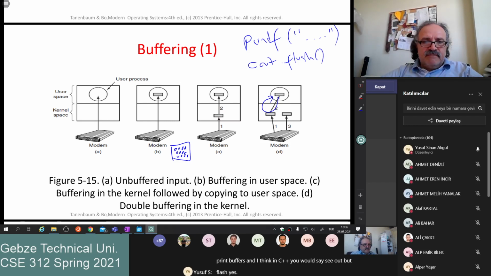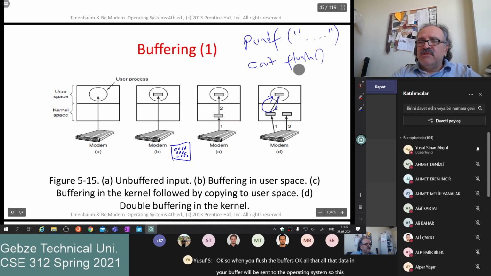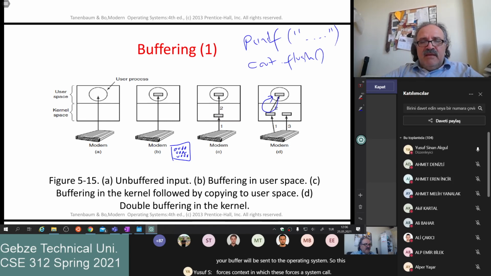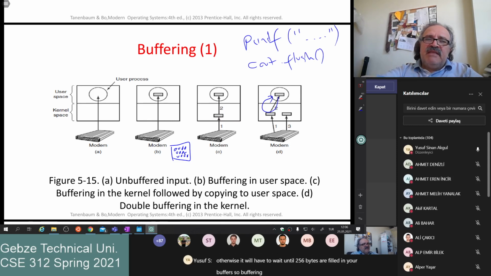So when you flush the buffers, all that data in your buffer will be sent to the operating system. So this forces a context switch. This forces a system call. It doesn't matter how many bytes you have in your buffer, 1 byte, 2 bytes, 5 bytes, it's going to make it. Otherwise it will have to wait until 256 bytes are filled in your buffers. So buffering doesn't mean that it always has to be from hardware to software. It can be the other way too.